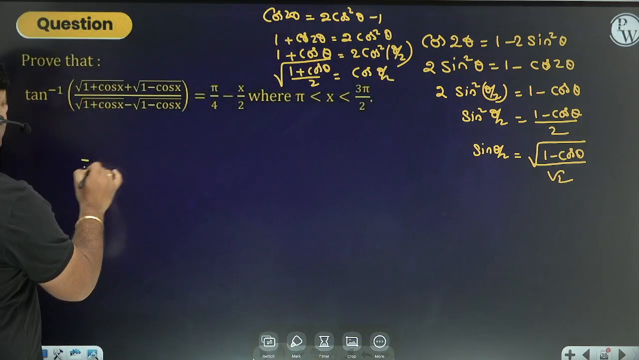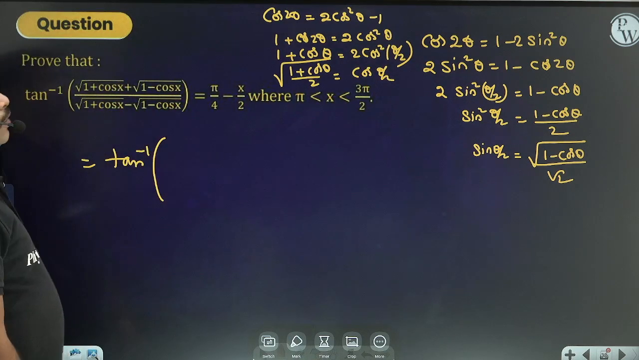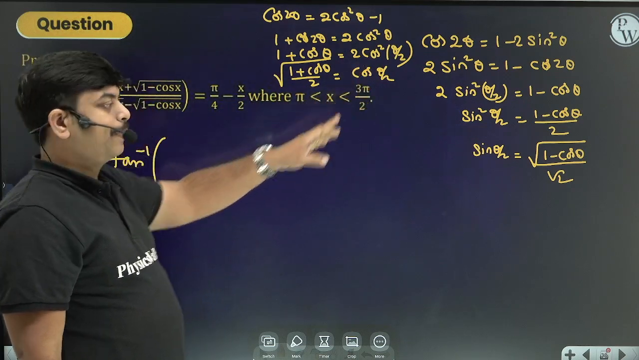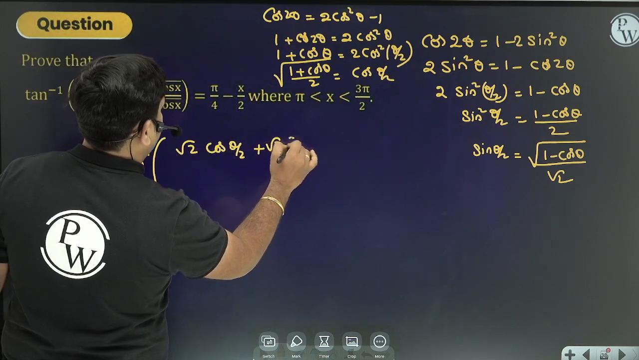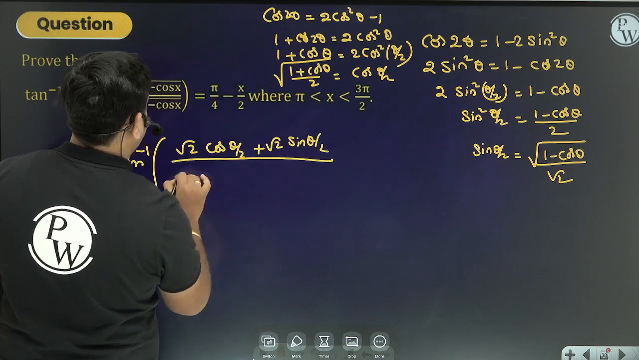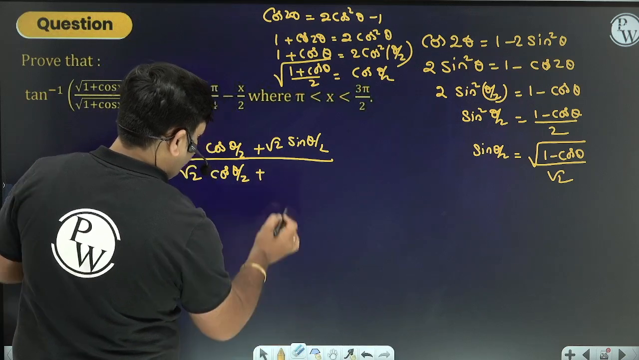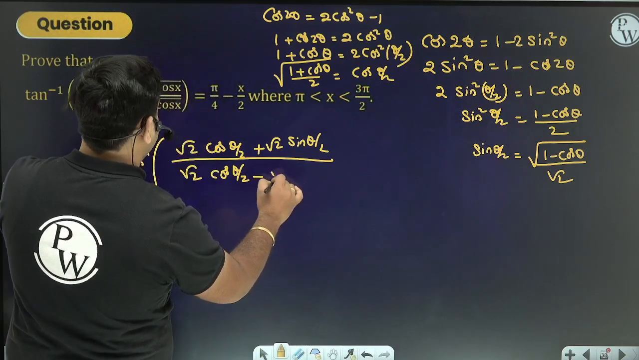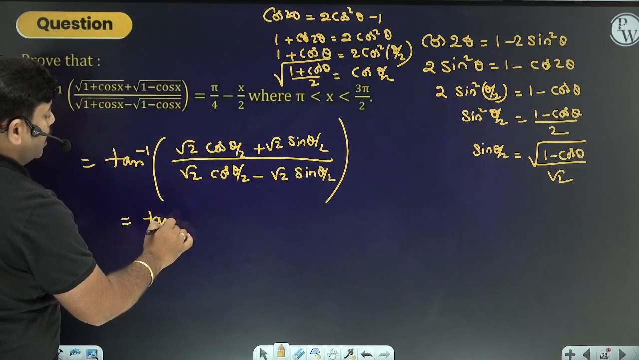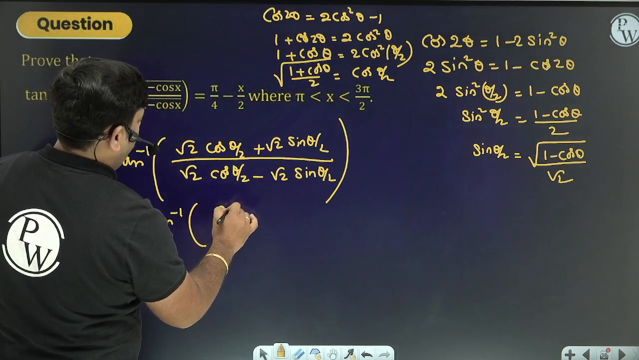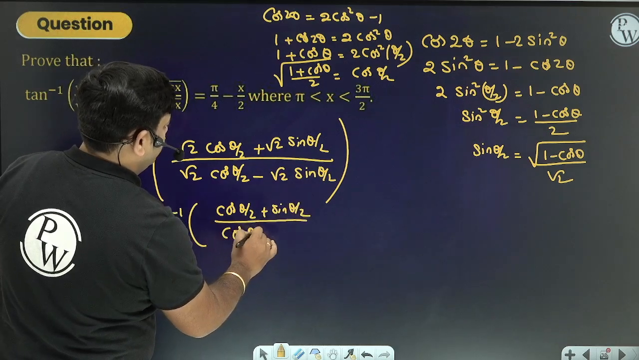So this will be like tan inverse of root 1 plus cos x, which is actually root 2 times cos theta by 2, plus root 2 times sine theta by 2, by root 2 times cos theta by 2, not plus, it's minus, root 2 times sine theta by 2. You can just cancel out all the root 2s. So you'll get tan inverse of cos theta by 2 plus sine theta by 2 by cos theta by 2 minus sine theta by 2.